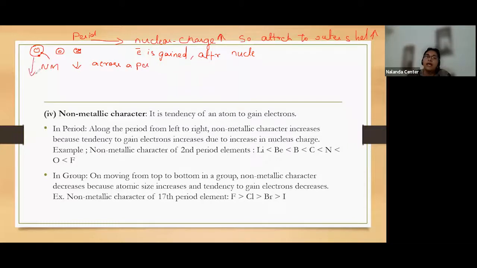So what about the non-metallic property down the group? What is going to happen down the group? Down the group, if you see, size increases. So attraction to the outer shell decreases. So even if another electron is gained, it is not going to be attracted very well, because attraction to the outer shell is already less down the group. So non-metallic property decreases down the group. Okay, can you take a moment to revise this?